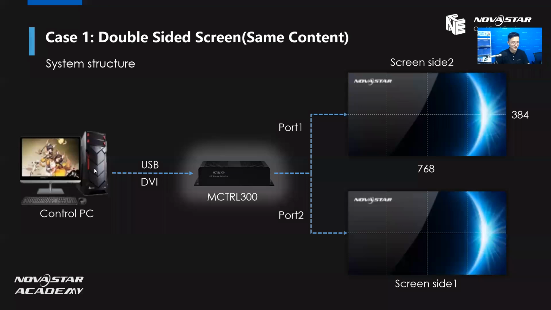And here, we use the control PC, and connect the DVI with the Control 300. The DVI is the video source from the PC to the Control 300. And then we connect it with a USB cable. The USB cable is for controlling the 300 and to do some configuration on NovaLCT. So that's a very simple structure for you to understand how to set up the double-sided screens.